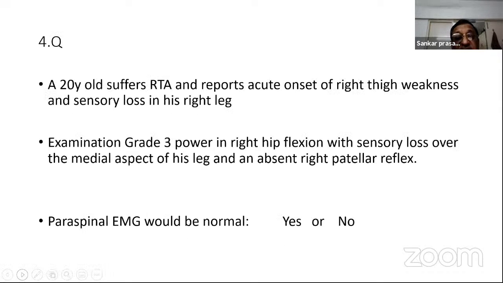So a 20-year-old suffers a road traffic accident and reports acute onset of right thigh weakness and sensory loss in his right leg. Examination shows grade 3 power in the right hip flexion with sensory loss over the medial aspect of his leg and absent right patellar and knee reflex. Paraspinal EMG would be normal, yes or no? That's a question you have to answer. Read the question again. Whether paraspinal EMG would be normal or not?